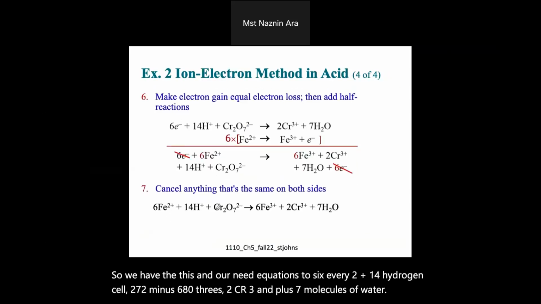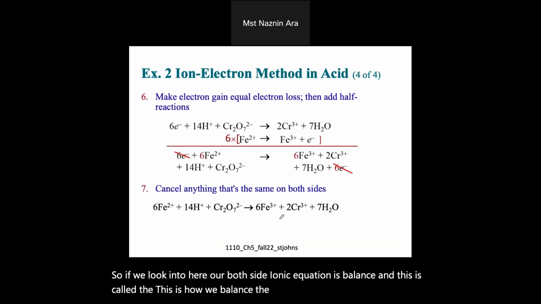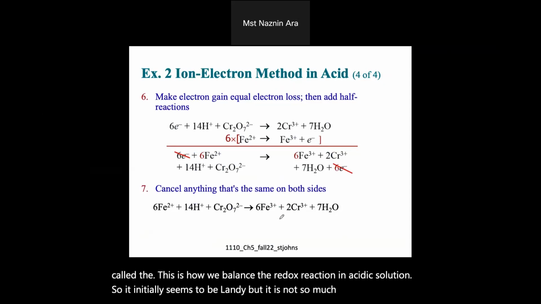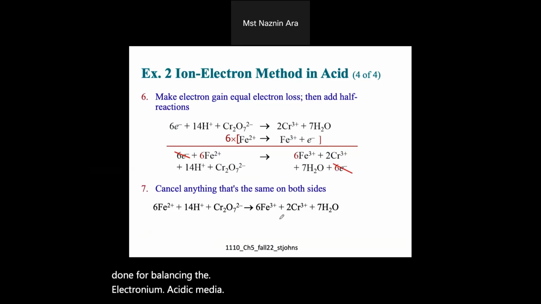So if we look into here, our both side ionic equation is balanced, and this is how we balance the redox reaction in acidic solution. It initially seems to be lengthy, but it is not so complicated once you practice. I want to just repeat what we did for balancing the equation in acidic media. First, we divided the reaction into two half reactions.